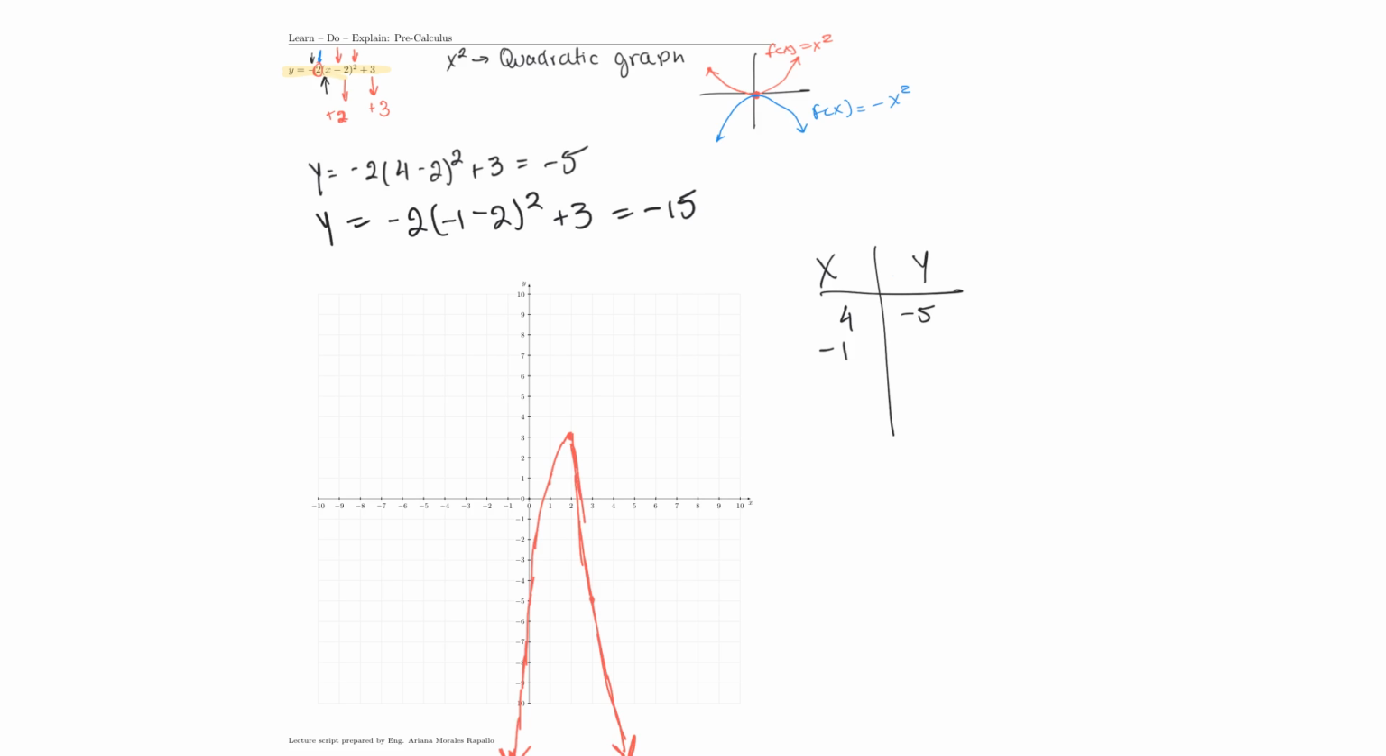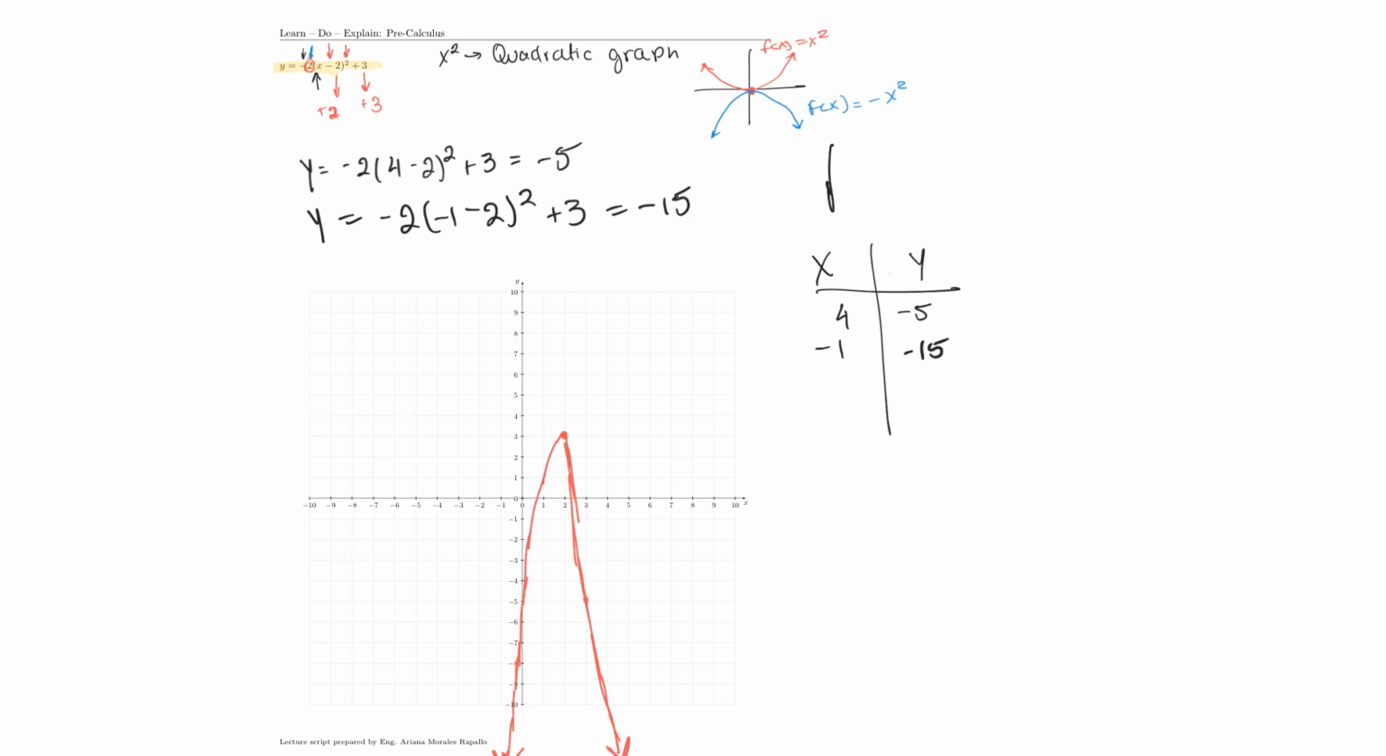And also, if you want to be more exact on how your graph is going to look, the only thing that you need to do is to start evaluating more numbers. Then you get more outputs and you get more points where your graph touches.